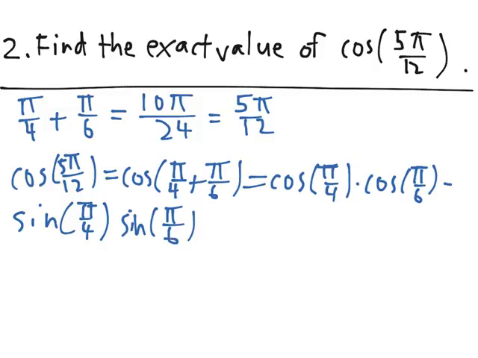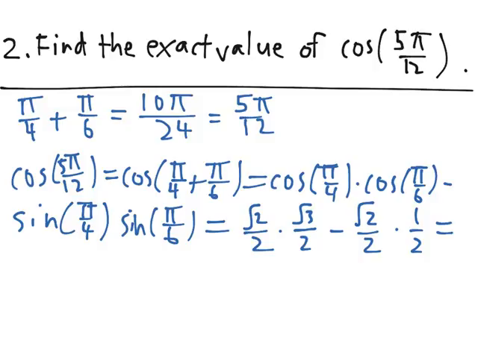Now let's plug in the values we know for these. Cosine of pi over 4 is root 2 over 2, and then we multiply this by cosine of pi over 6, which is root 3 over 2, and now we subtract sine of pi over 4, which is root 2 over 2, times sine of pi over 6, which is just 1/2.